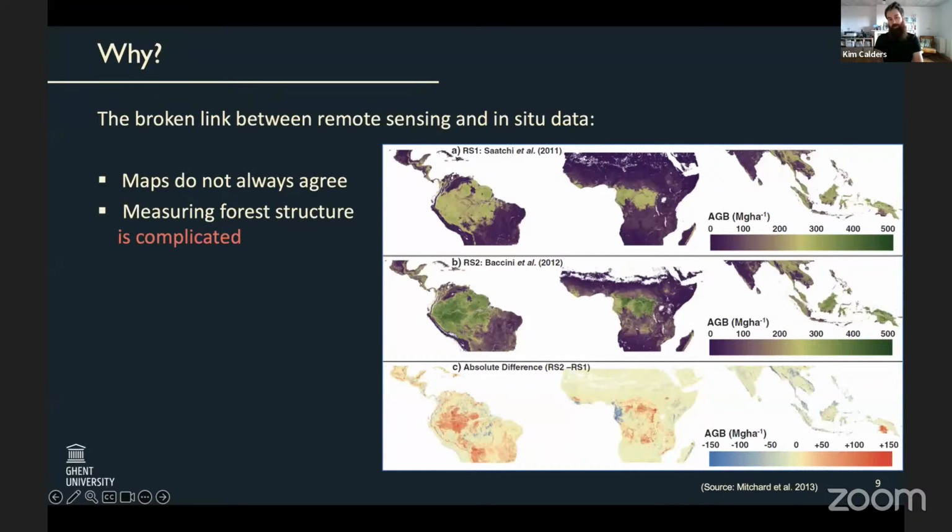And in the bottom row, you can actually see, based on a study by Ed Mitchard, the difference of these two maps. And you can see that even if we use the same spaceborne information and we use in situ data, you can come up with very different products. So this clearly is a good illustration why maps don't always agree. And it even hints more that measuring forest structure is very, very complicated.